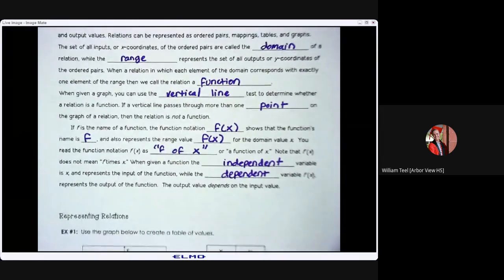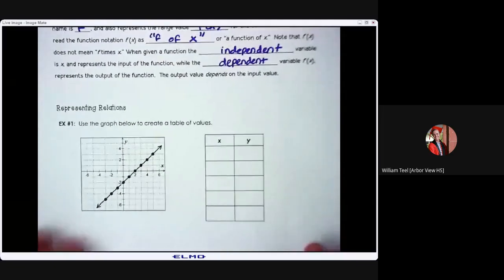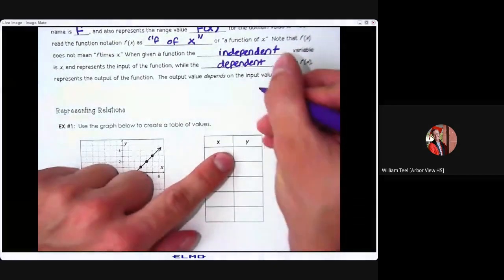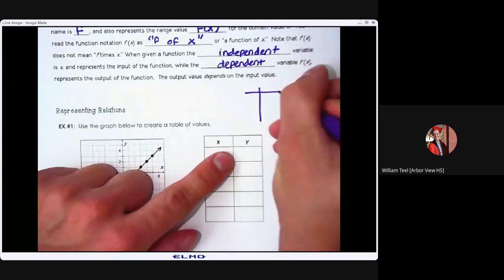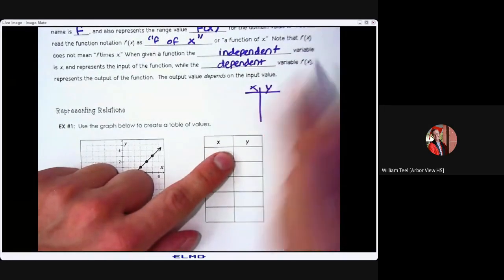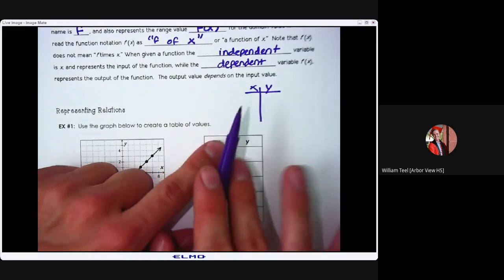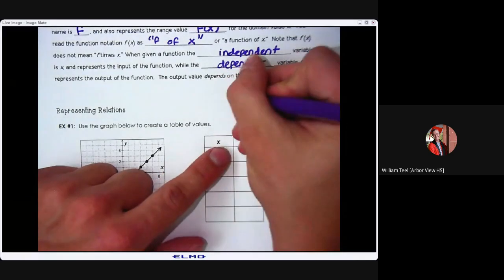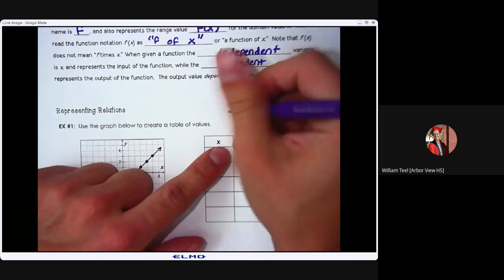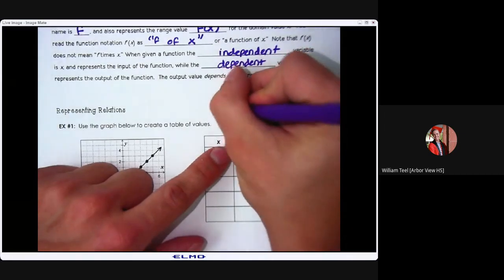Now moving down to example number 1. We are going to represent relations. Before we do this, I do want to talk a little bit more about what a function is and how to determine if a relation is a function. So I'm going to go ahead and write down a series of points, x and y. For my x values, instead of doing numbers, I'm just going to write names. So let's say we had Mr. Teal. Then we have, let's say, Miss Christensen.